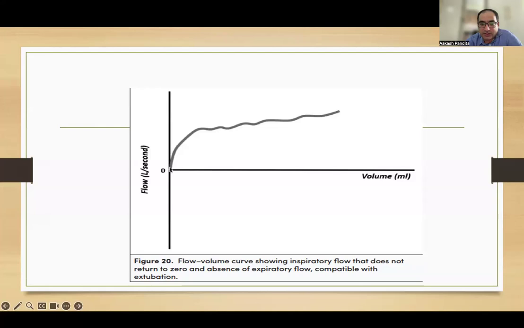Again, sometimes patients, especially term babies, may inadvertently do self extubation. In those cases also, graphics are important, although we don't want such a situation to happen with any baby. Usually whenever the flow volume graph looks like this, where flow starts but never comes back to the baseline, this can be a sign of self extubation. So you need to be careful.